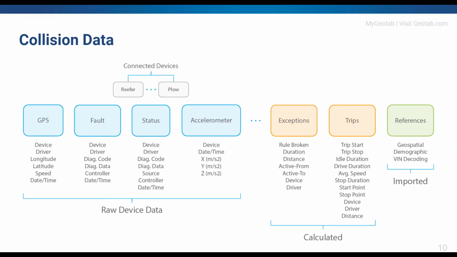So later on, you will see in this webinar how to create rules, how to then create exceptions in your platform. From those exceptions, you have new data values. So for example, from one exception, you will see how long this exception was active, for what distance, and so on. As well, on the other side, you have trip data.